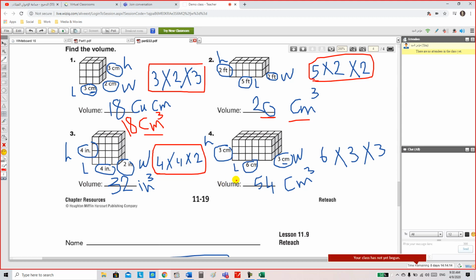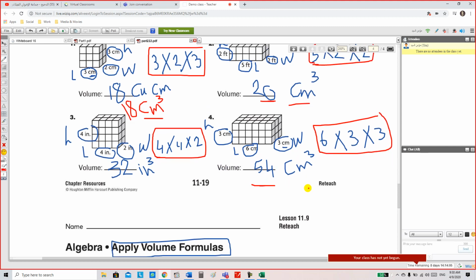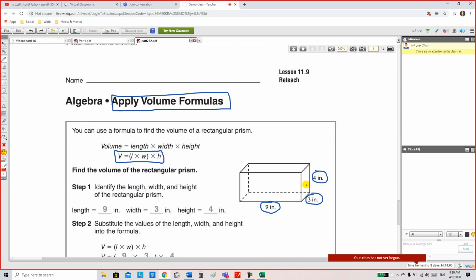Okay, the next one, we have number 4. Multiply them together. 6 multiplied by 3 multiplied by 3, it will be 54 centimeter cube. Okay, the same thing here.